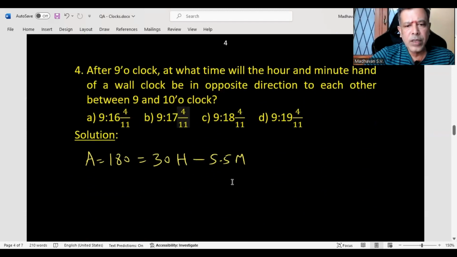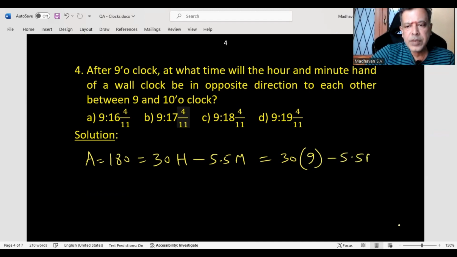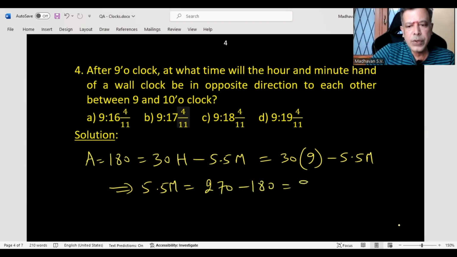Here I am not writing modulus because here we are going to find out the m value. So this is equated to 30 times h. H is 9 o'clock to 10 o'clock, so h has to be considered 9 minus 5.5 times m. That means 5.5 times m can be equated to 30 into 9, which is 270, minus 180. That gives you 90, which means our m value is 90 divided by 5.5.